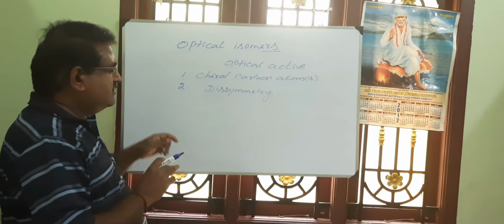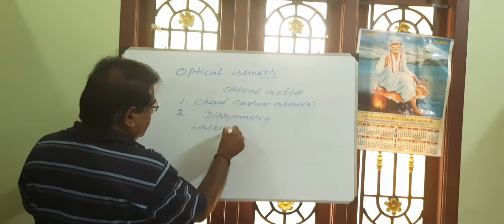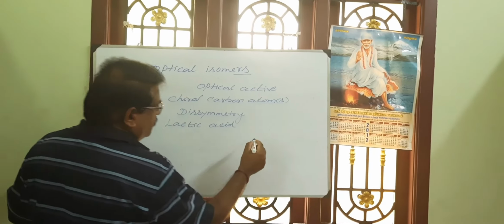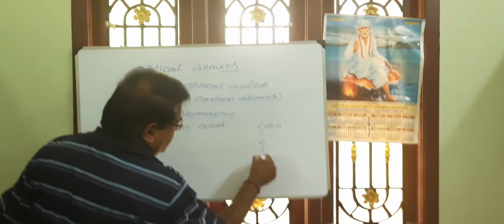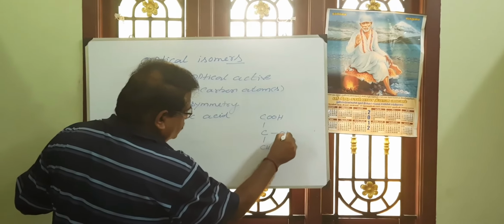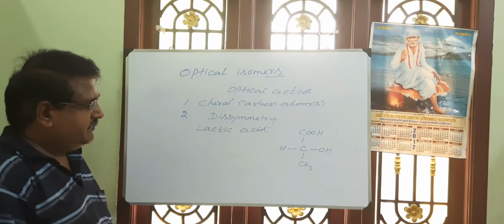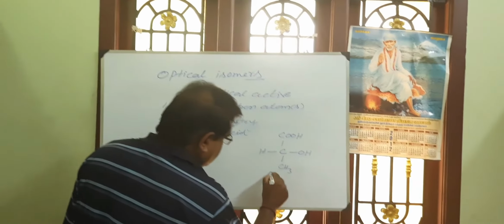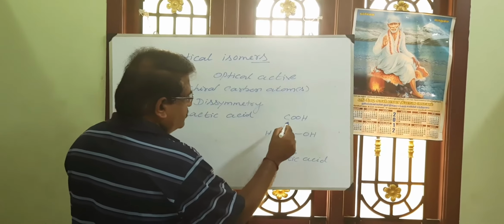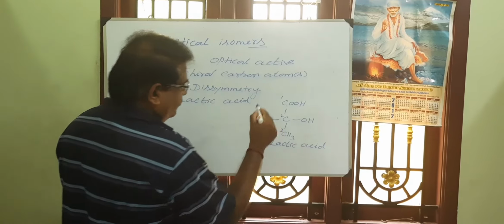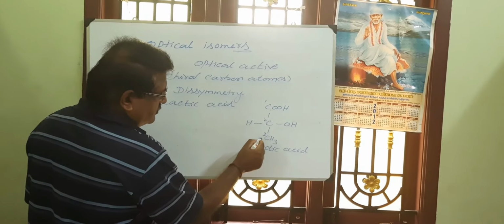Now let us discuss with an example. Consider lactic acid. So what is the structure of lactic acid? C, COOH, CH3, OH and H. So this is the lactic acid structure. So how many carbon atoms are in lactic acid? 3 carbon atoms. 1, 2, 3. Now consider this carbon atom, which has 3 H.